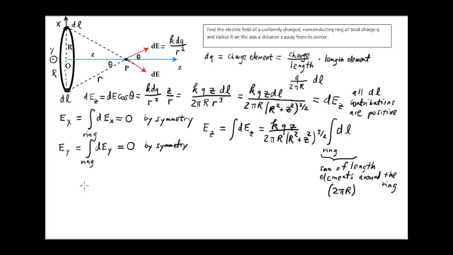So let me take the result for E sub z to make this a little less crowded. Let's put this over here. We get K, Q, Z times, now from the integral we get 2 pi r.